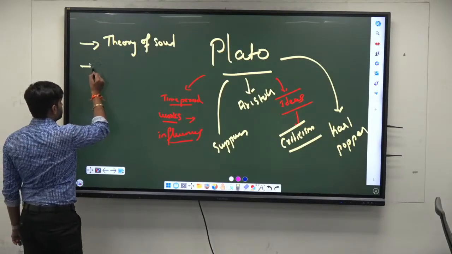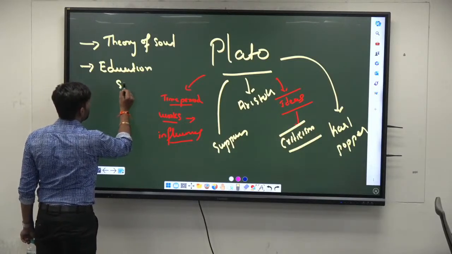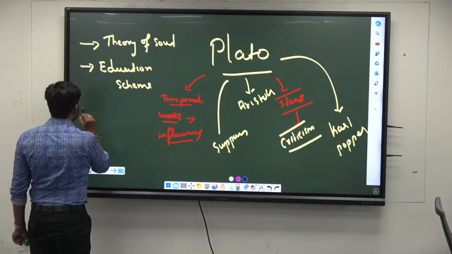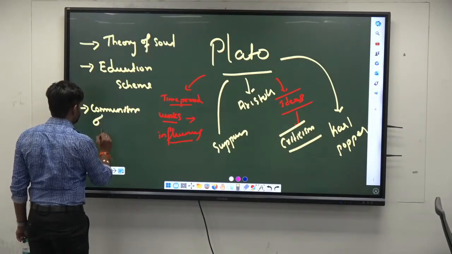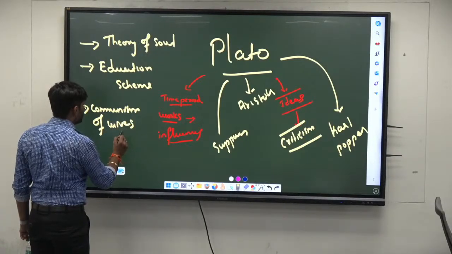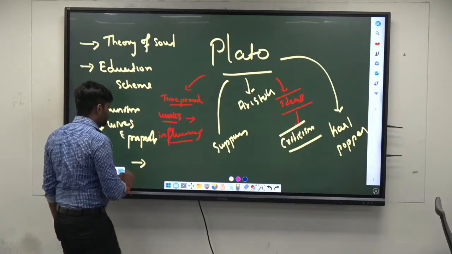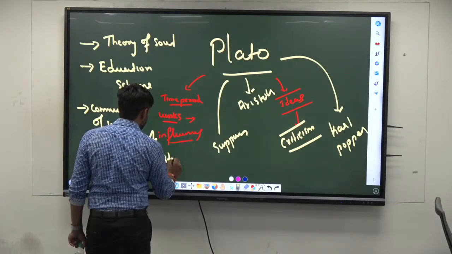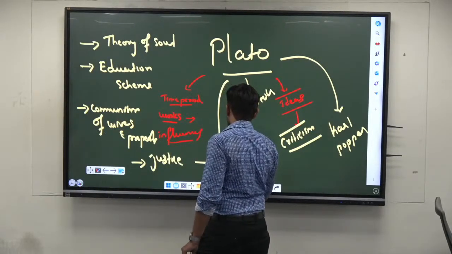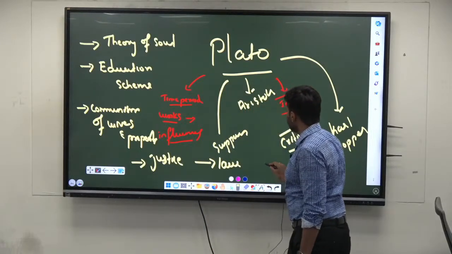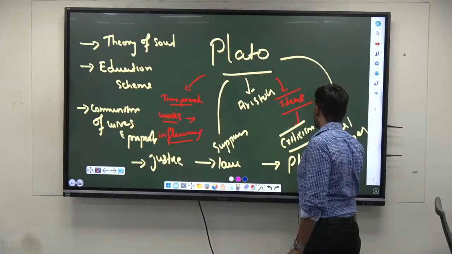These are the important ideas he has given: theory of soul, his education scheme, then there is something called communism of wives and property. Then we have his views on justice, Plato's idea of justice. Then we need to read about his views on law, and then his views on the philosopher king.